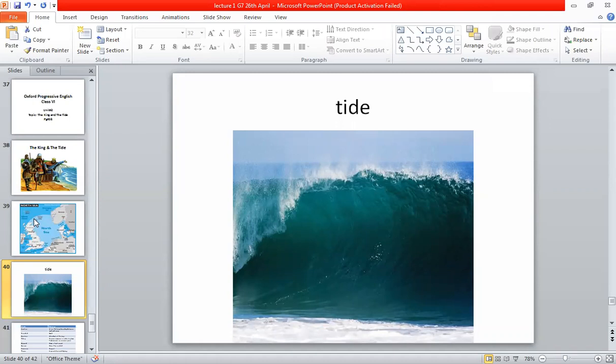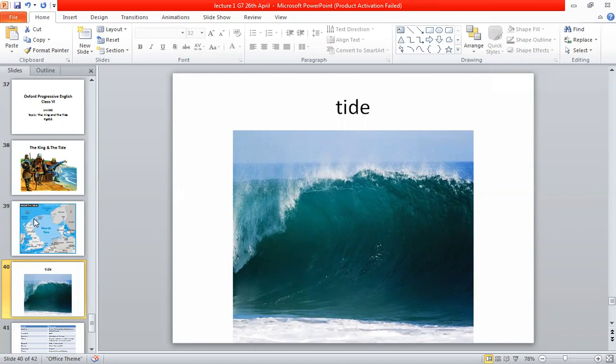On the next page, there is the definition of flattery. Praise becomes flattery when it is too much, excessive, or insincere. In the story, the courtiers praise the king too much and it becomes flattery.